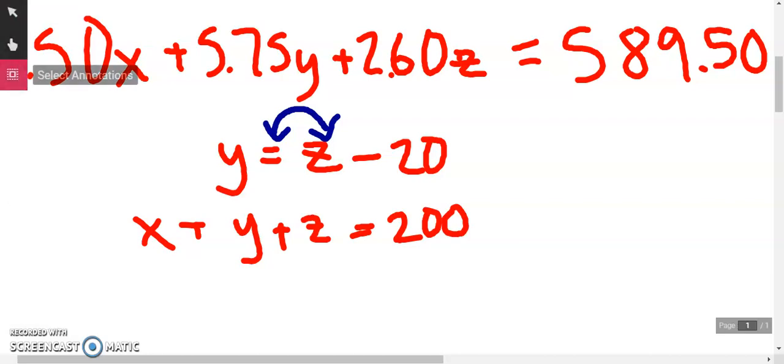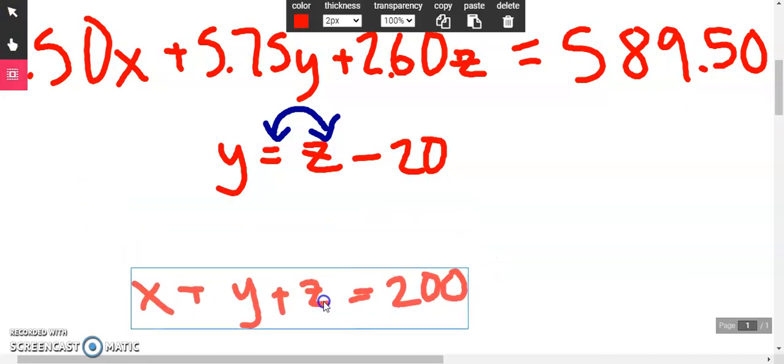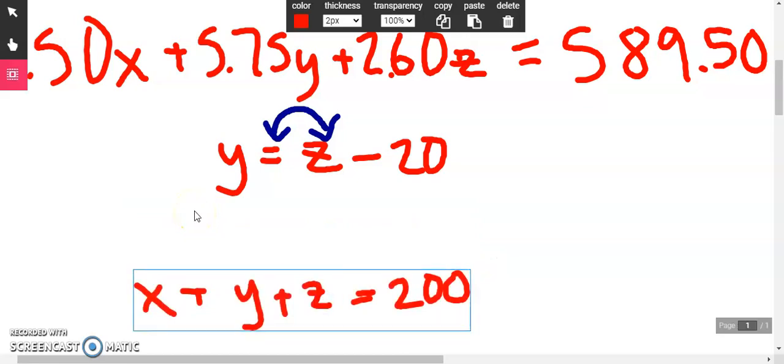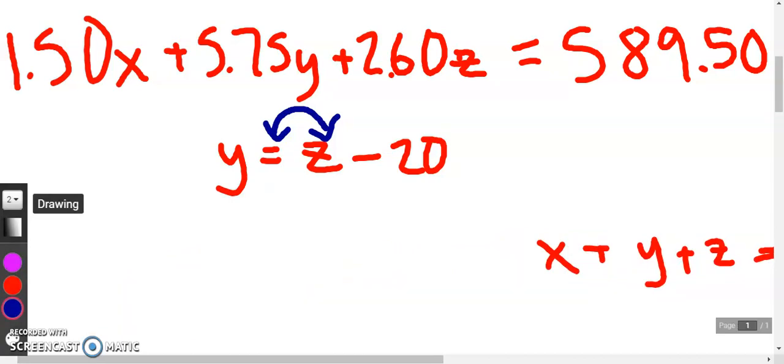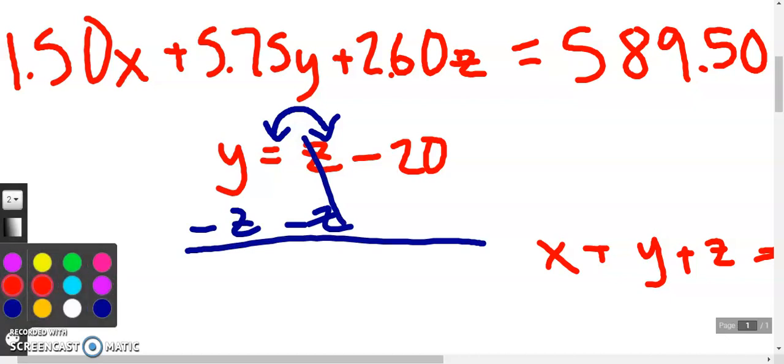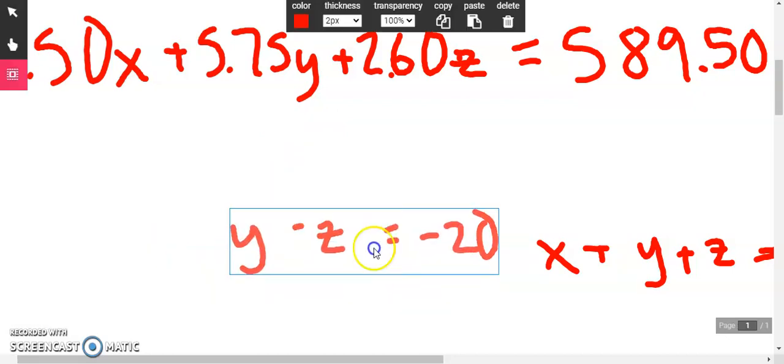So what I'm going to do is subtract the z to get it on the other side. So what I should really have written there is y minus z equals negative 20. So let's move that up here.